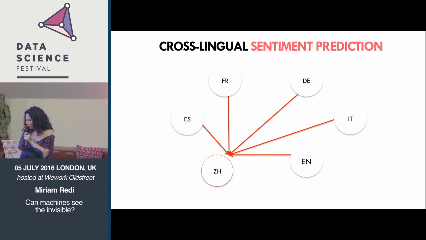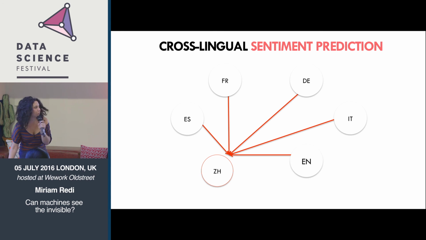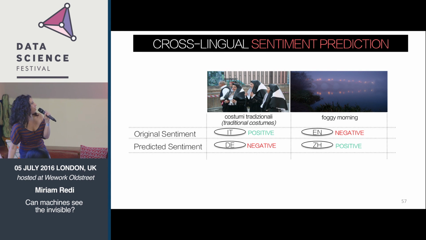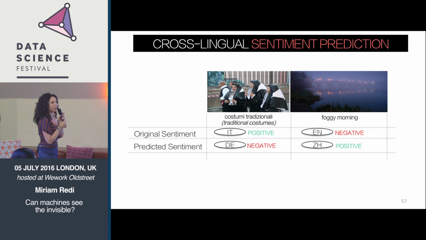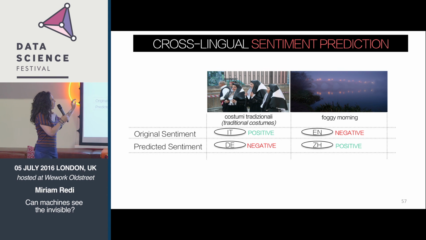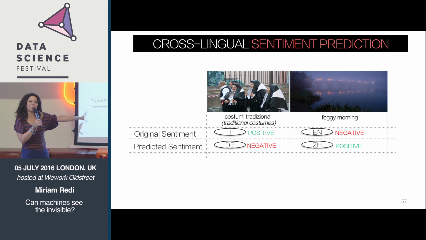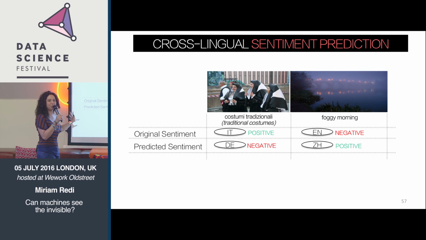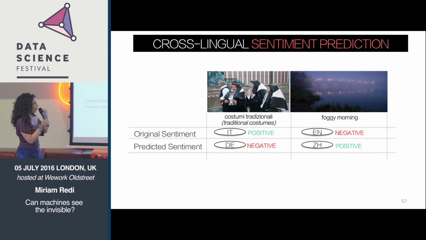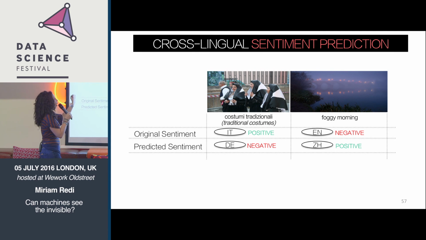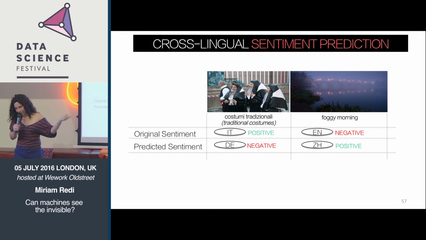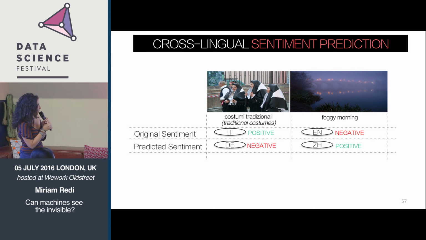I'm almost done. And so this is just the same representation of what I said before. And here is an example, a qualitative example. I like it. So, for example, this image is tagged with costumi tradizionali, which is traditional customs, which in Italian is a very positive concept. But when we try to predict the sentiment of this image with the detector trained on German images, then it will assign a negative sentiment.